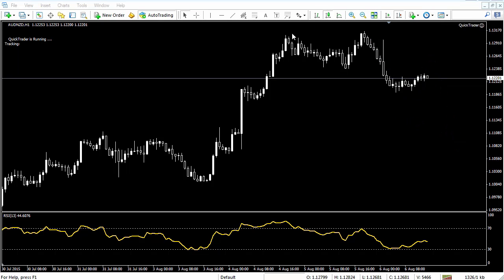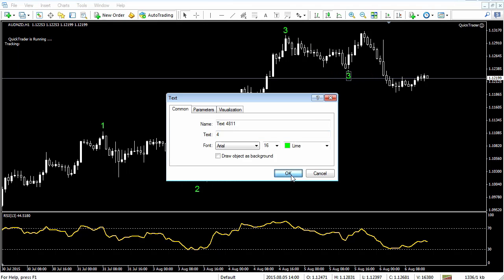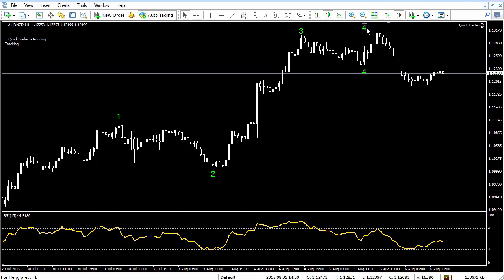So let's just go quickly and label this 5-wave move to the upside. Let's go 1, 2, 3 over here, 4, and 5.